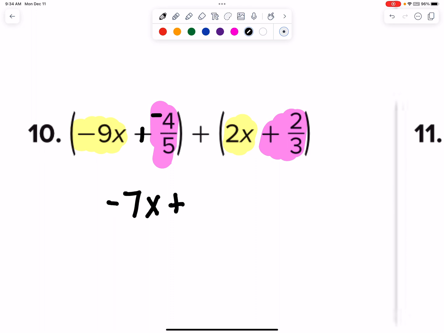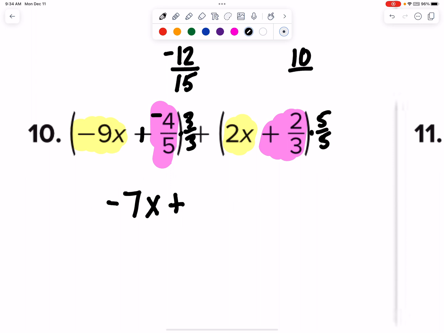And then our next term combined, we have fifths and thirds. I can't add uncommon denominators, so I'm going to have to probably change both of these. Let's see, probably to 15ths here. So times 5/5, we'll multiply by each other, times 3/3. And we get -12/15, and we get 10/15. So now we can go ahead and join those together.